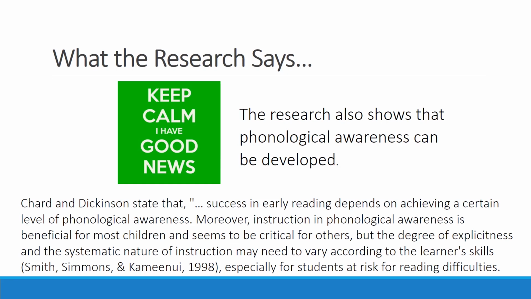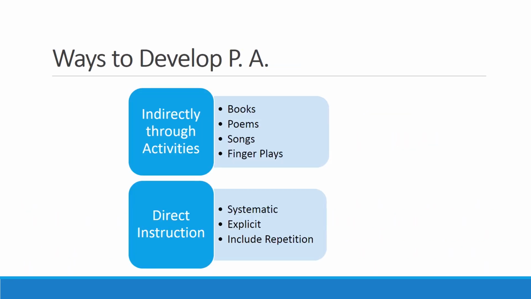Some 2-year-olds demonstrate phonological awareness. However, for most children, awareness begins between the ages of 3 and 4 and accelerates between the ages of 4 and 5. There are 2 main ways to develop phonological awareness: through indirect activities and through direct instruction. We will look at both ways as we analyze each type of phonological awareness activity in this training.